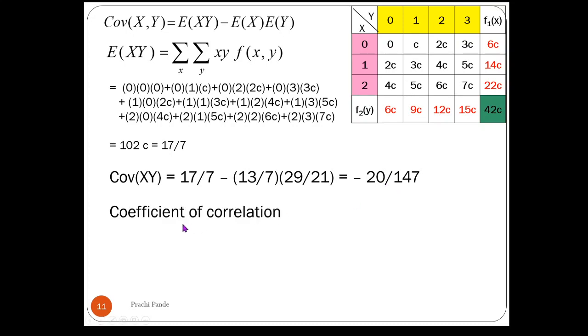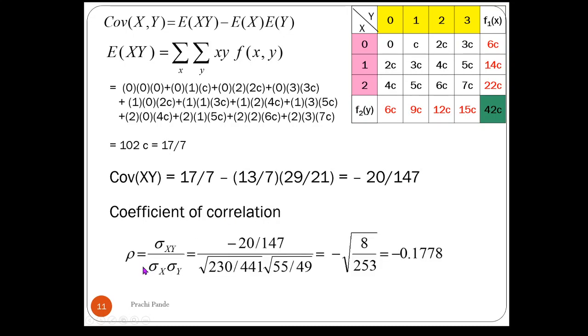And the coefficient of correlation, that is rho, equal to sigma xy upon sigma x into sigma y. Sigma xy means covariance of xy, and sigma x and sigma y are the standard deviation for x and y respectively.